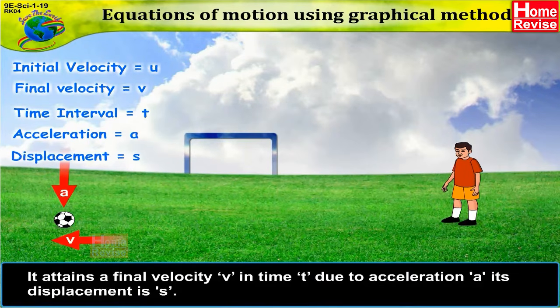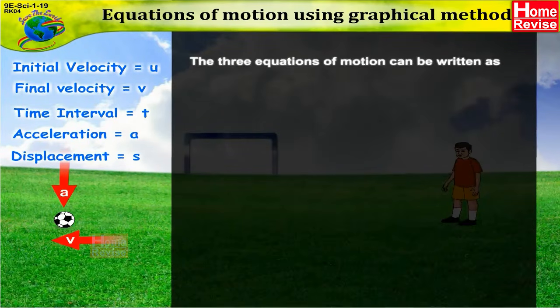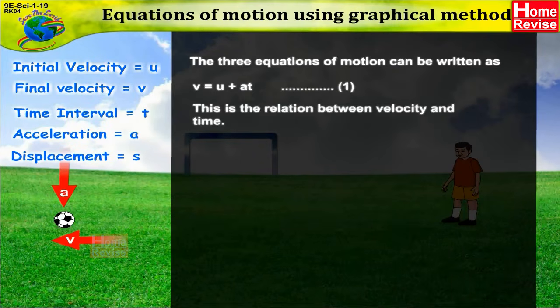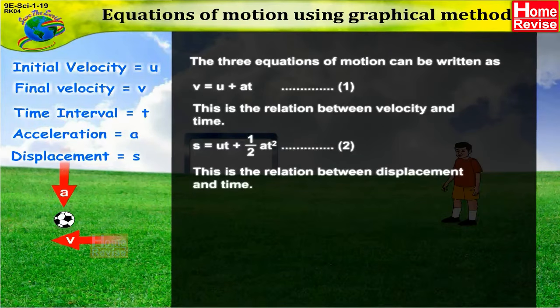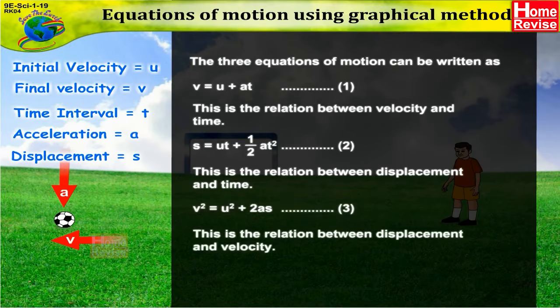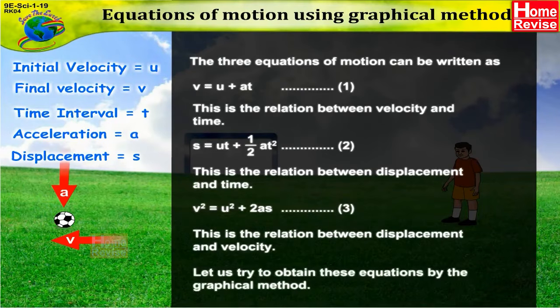Its displacement is s. The 3 equations of motion can be written as v = u + at. This is the relation between velocity and time. s = ut + (1/2)at². This is the relation between displacement and time. v² = u² + 2as. This is the relation between displacement and velocity. Let us try to obtain these equations by the graphical method.